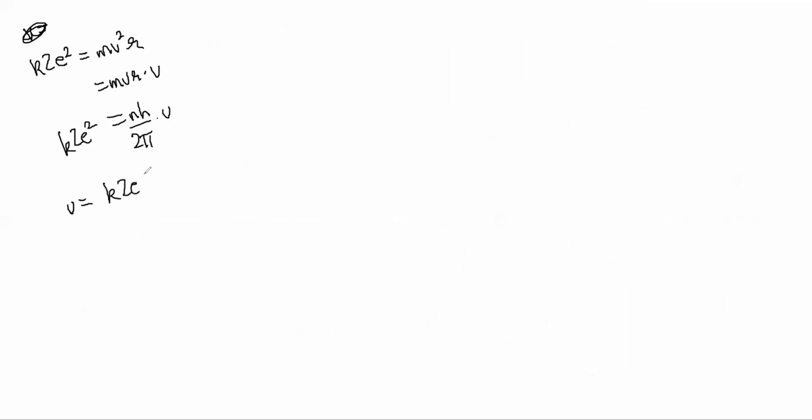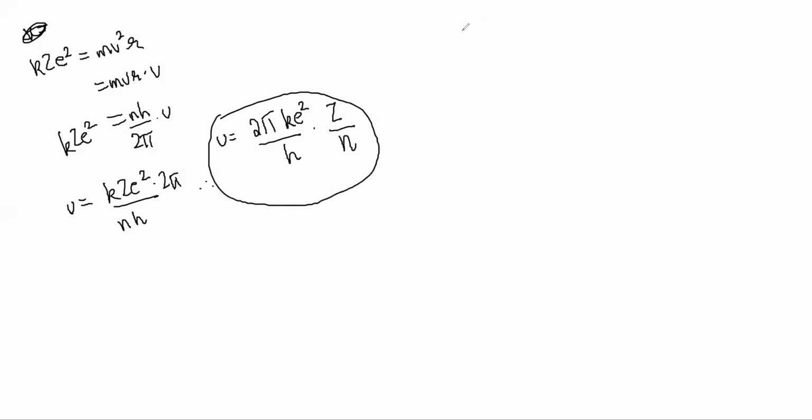So for example, velocity was what? Okay, I'll just quickly do it again. k z e square is equal to m v square by r, that is m v r into v by r squared... so n h by 2 pi into v is k z e square. So v is equal to k z e square by n h by 2 pi. Therefore the velocity formula is 2 pi k e square by h into z by n.